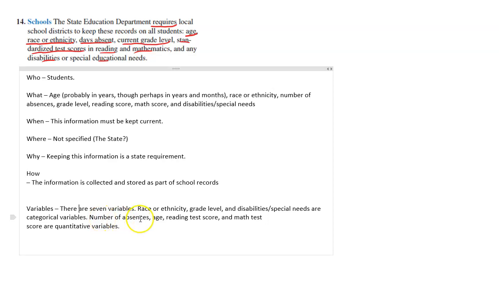Now, the number of absences, your age, and your test scores, those are all quantitative variables. So if you wanted to get a little practice splitting those, that's how you would do that. All right, that is everything for problem number 14.